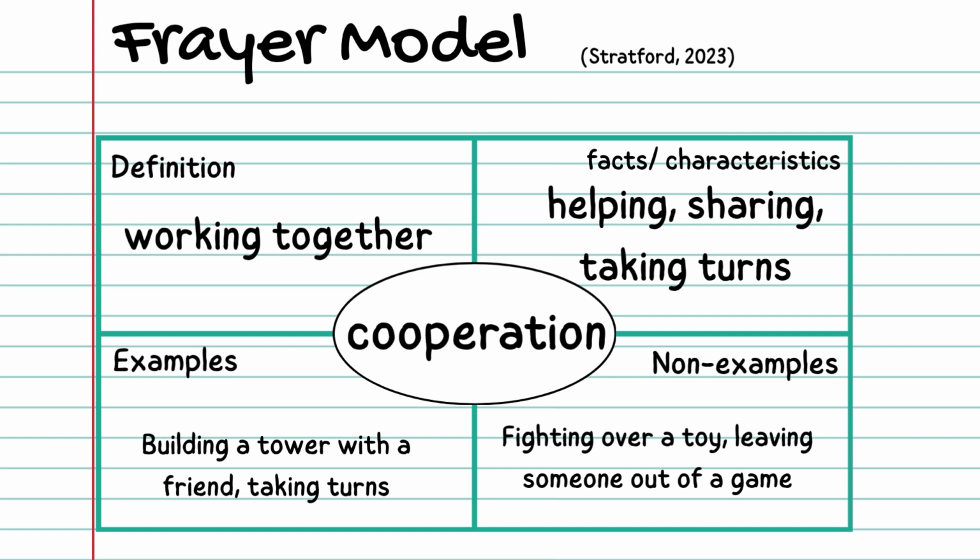So here I have an example of a completed Frayer model for the word cooperation. Frayer models are beneficial to English language learners because they encourage the use of visuals and connections. They help clarify abstract or academic words and can be adapted with translations. A tip to implement is to have students draw in each section and include a home language translation when appropriate.